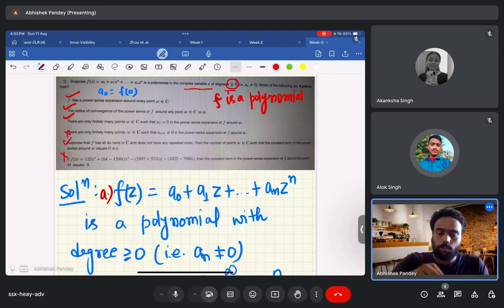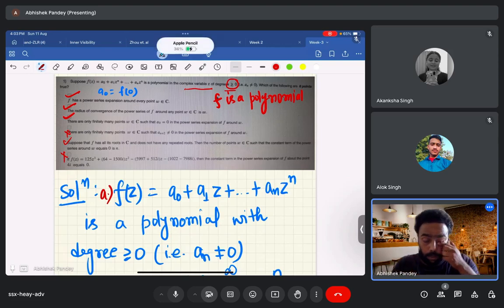Suppose f(z) is a polynomial in the complex variable z of degree n greater than or equal to 0. Which of the following are true? f has a power series expansion around every point w belongs to C.